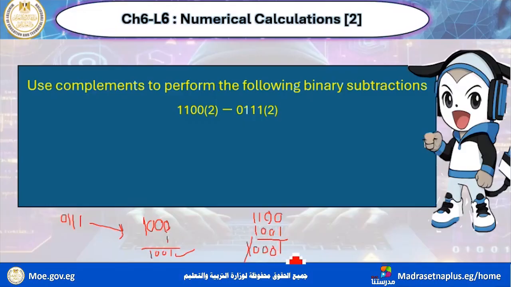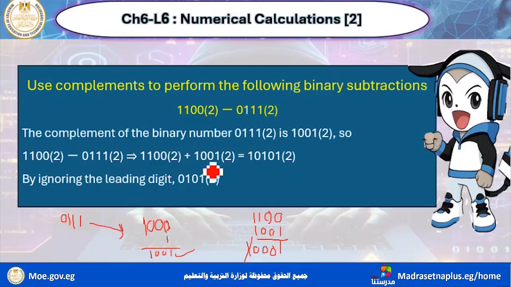Let's check. Yes, we need 1 here. Okay. 0 plus 1 equal 1, 0 plus 0 equal 0, 1 plus 1 equal 1, 1 plus 1 equal 10. So 1, 0, 1, 0, 1, this is correct. By removing the leading 1, the result will be 0, 1, 0.